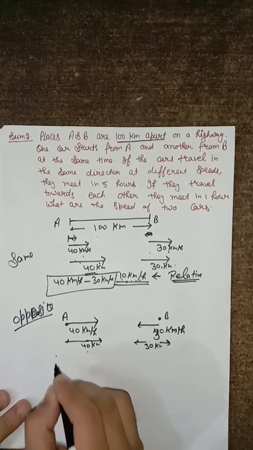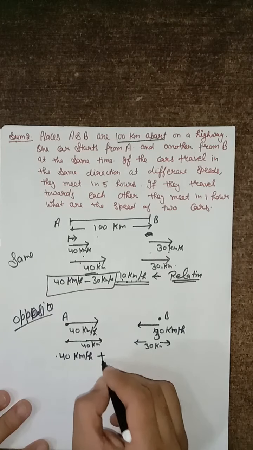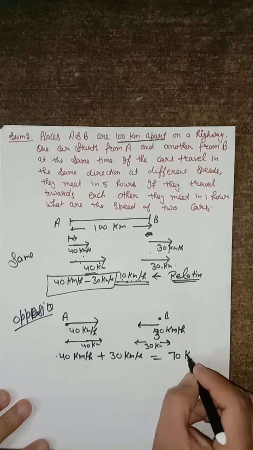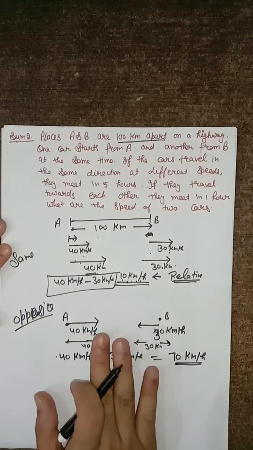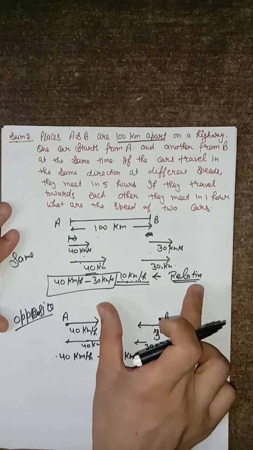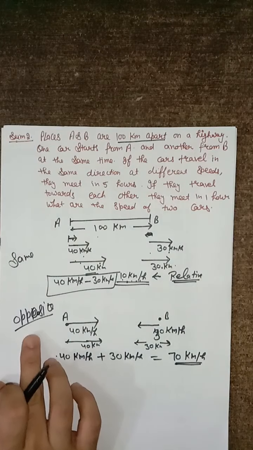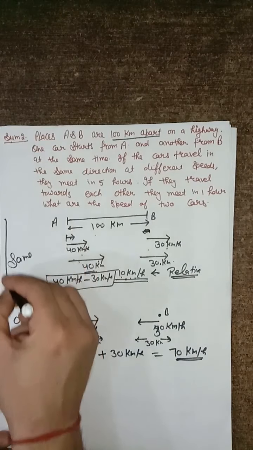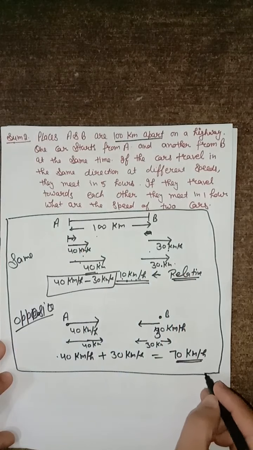Now how we will find this? This will be found by 40 km per hour plus 30 km per hour, which becomes 70 km per hour. Means if my body or any car is moving in the same direction, then my speed will get subtracted, and if they are moving in opposite direction, then their speeds get added. Now move to our question. This is our concept of relative speed.